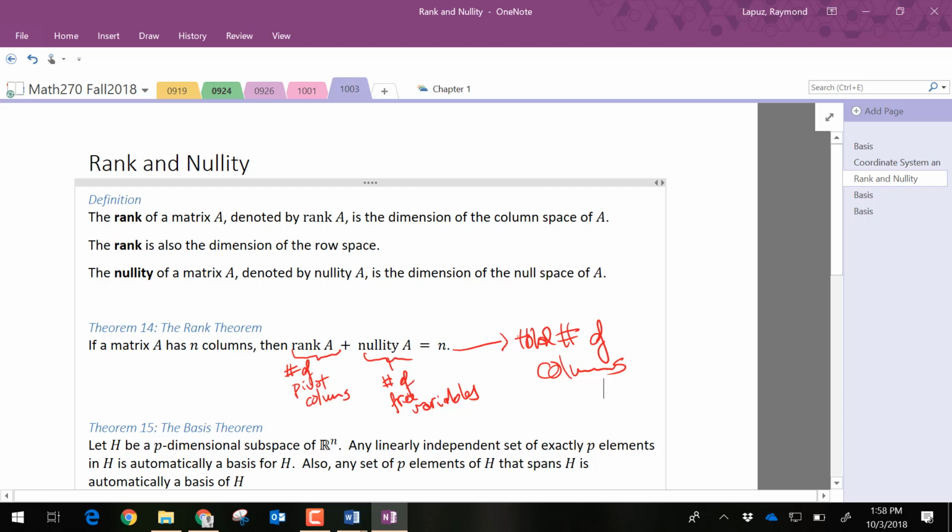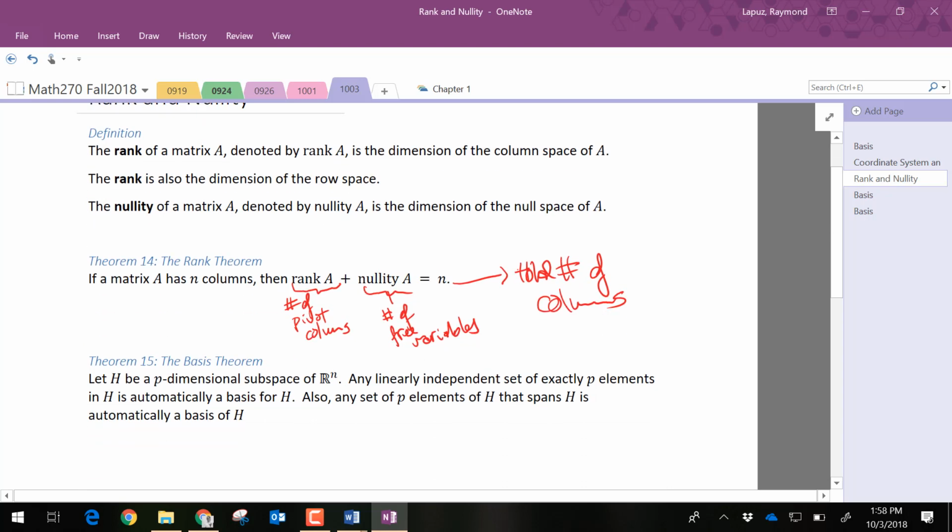It does, doesn't it? Yeah, if you look at it this way, yeah. I hope so.